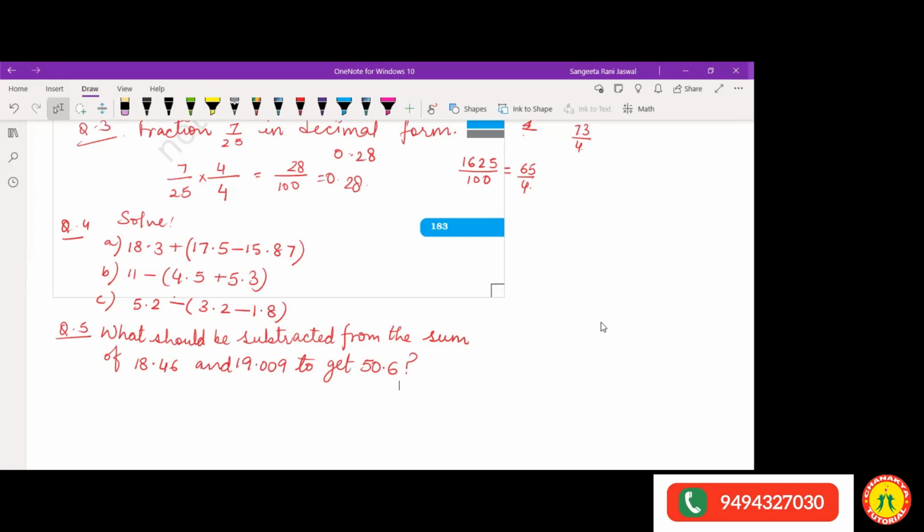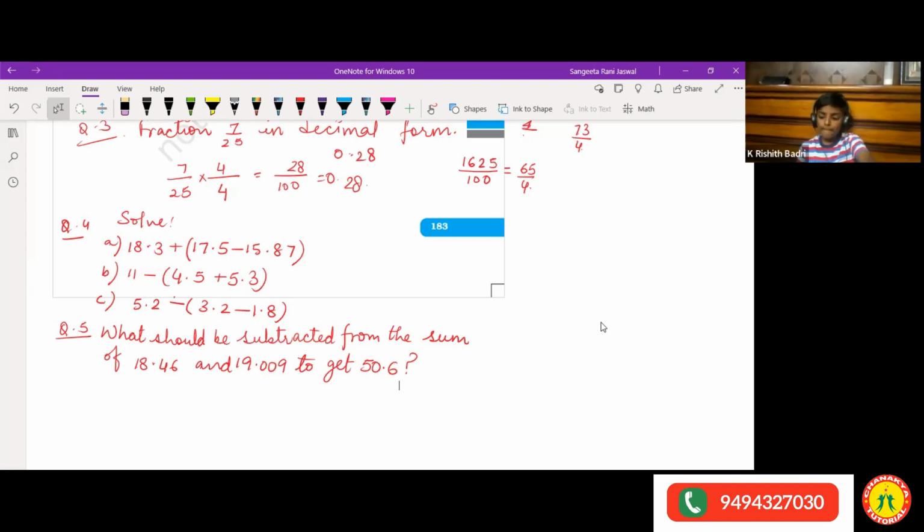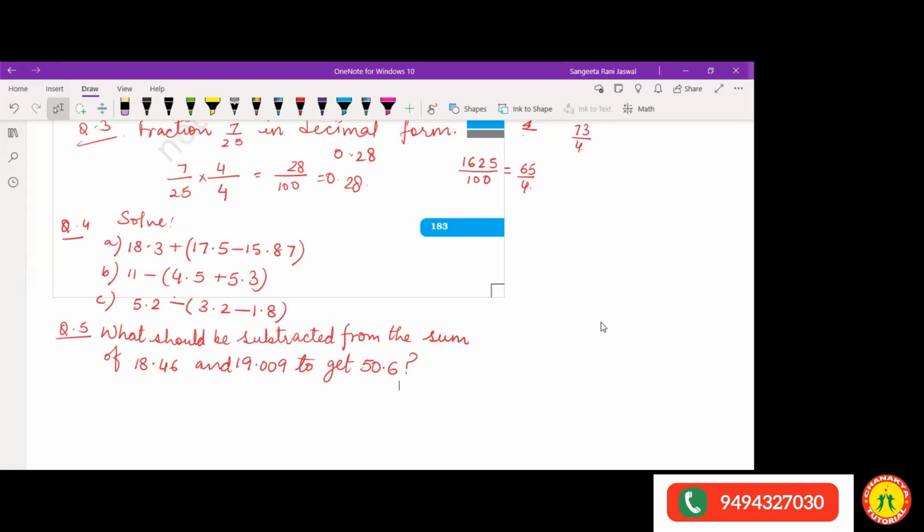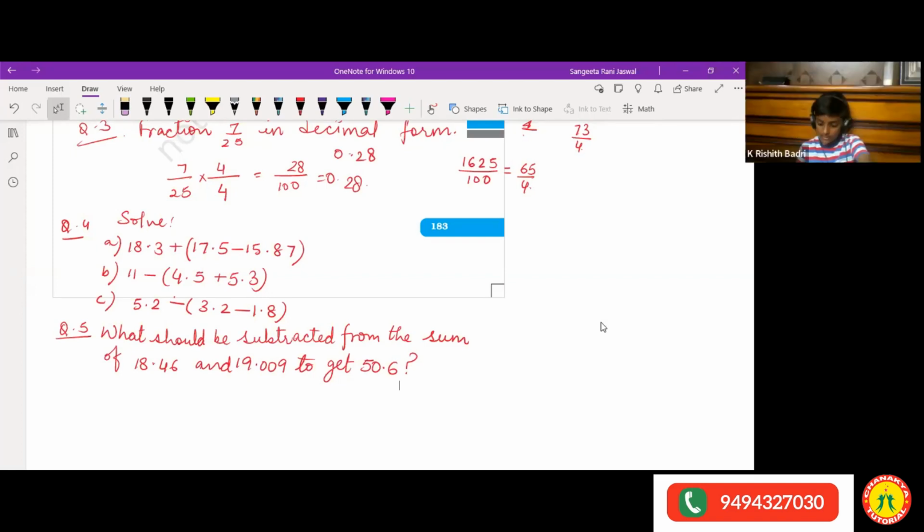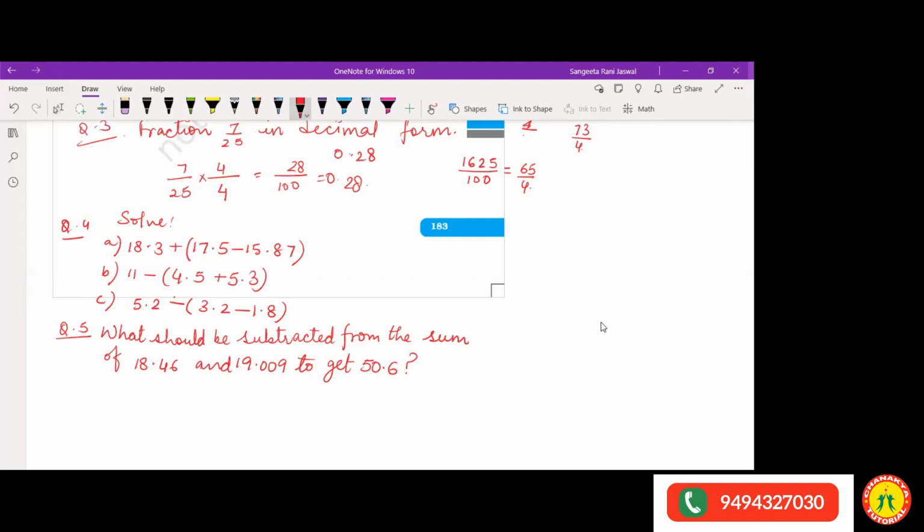Okay, I didn't take anyone's name, Bachit. You can tell the answer. What did you get for the first answer? Ma'am, the first one I got as 20.07. What is that? 20.07. Let me check with others.